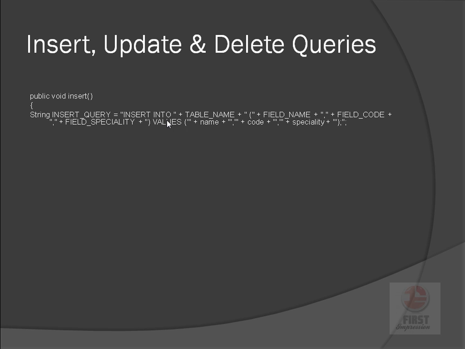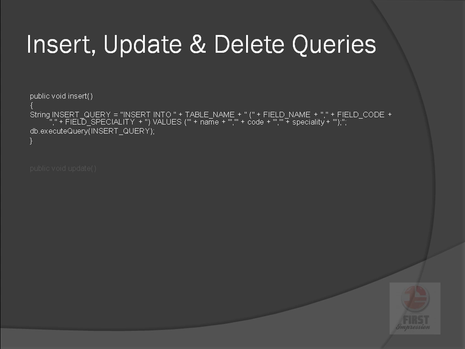So see, we had double quotes, bracket close, values, bracket open, single quote, then double quote close, plus name, plus double quote open, single quote close. This single quote open was for the name, the single quote close will close the value name. Similarly, code was also a string, so we'll have in single quote code, single quote close, then single quote specialty, single quote close, and then semicolon. This creates the insert query. To execute the query, we will simply say db.executeQuery(insertQuery).